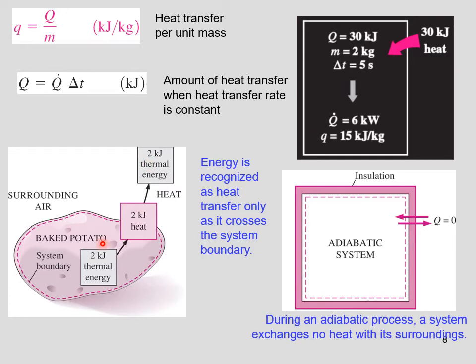Now, a special case is where we insulate around the system, shown in the figure right here. So inside of here is our system. If we insulate around the system such that no heat can flow across the boundary, we define that as what's known as an adiabatic system. We'll come back to look at that later in future chapters.